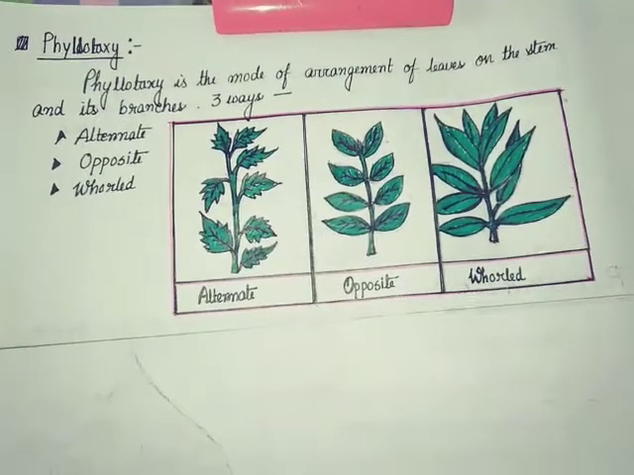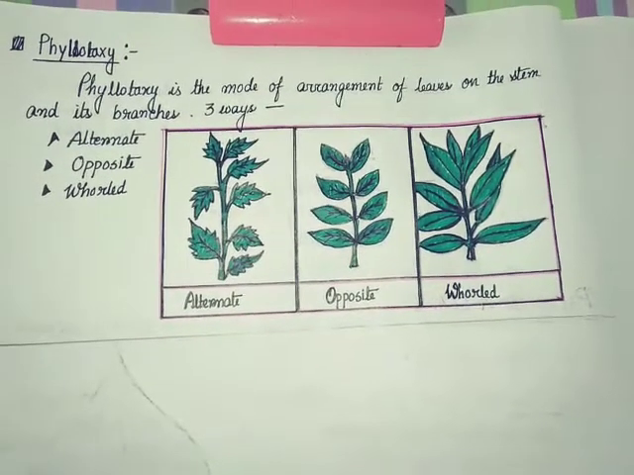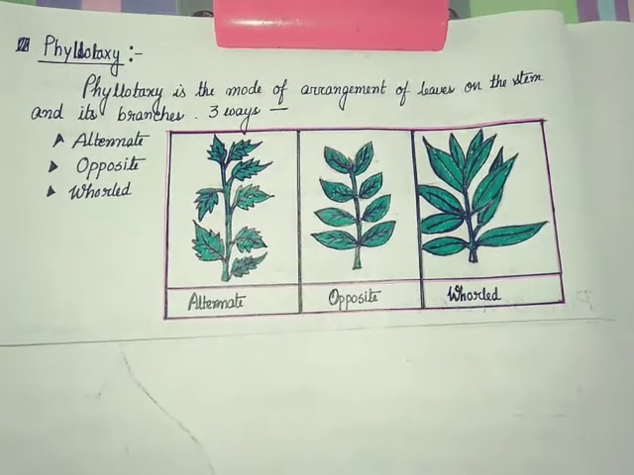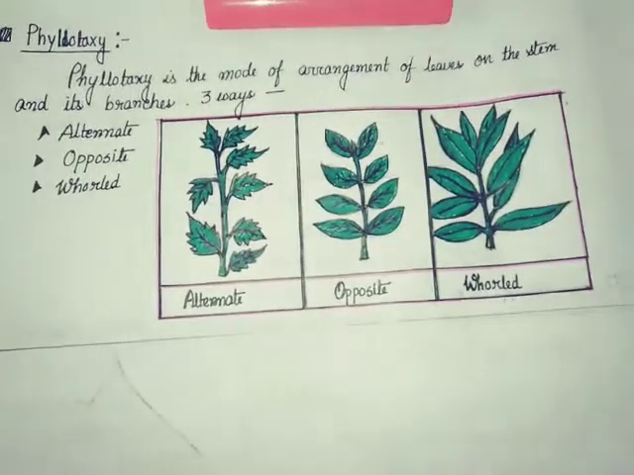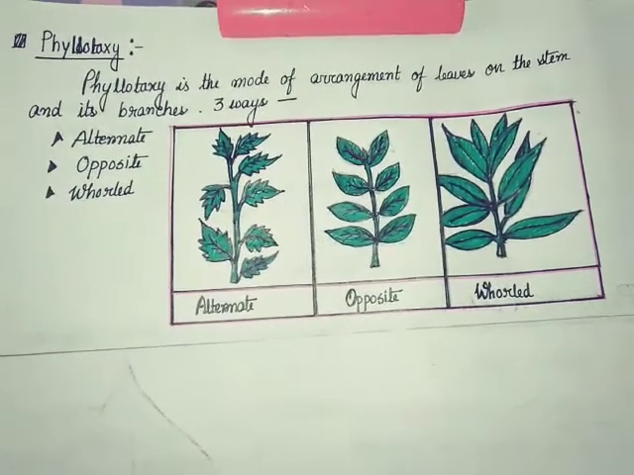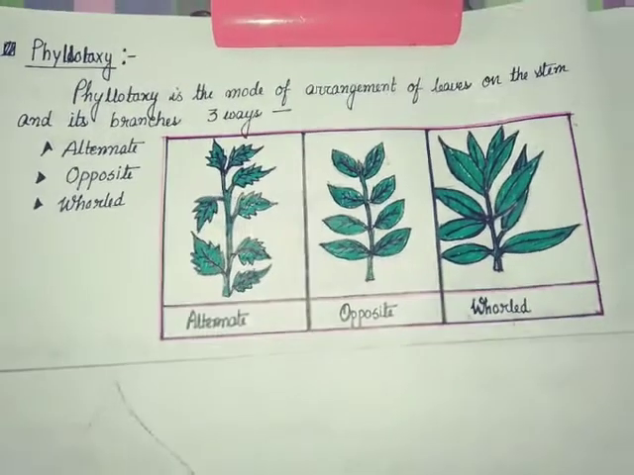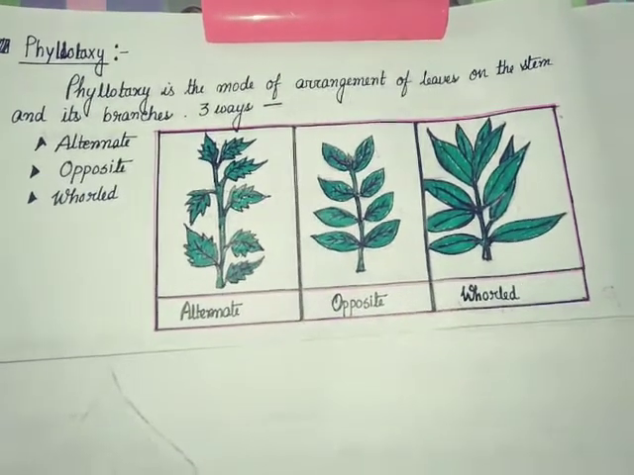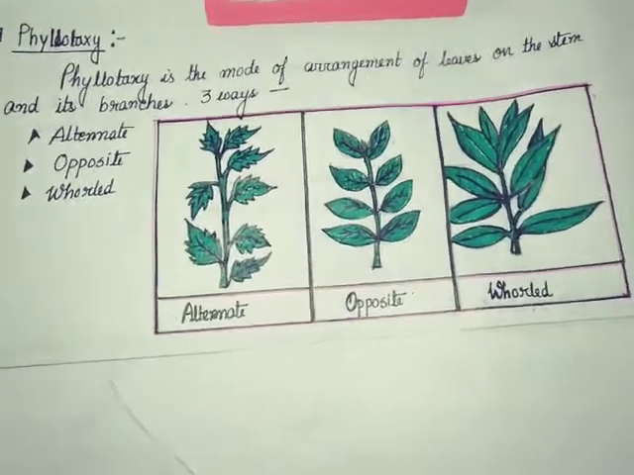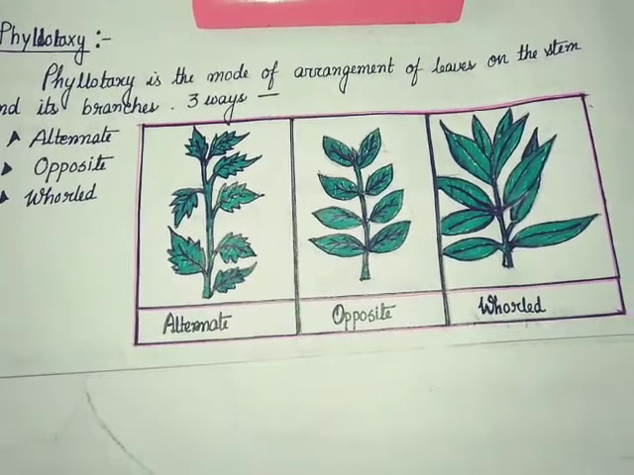Now the next topic is phyllotaxy. The arrangement of veins and venlets on the lamina is called venation, and phyllotaxy is the mode of arrangement of leaves on the stem and its branches. How the leaves are arranged on the stems and the branches is called phyllotaxy. Now it is of three types. I have given the diagram here and I am explaining, just listen properly.